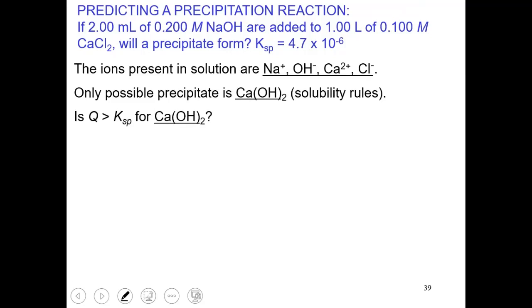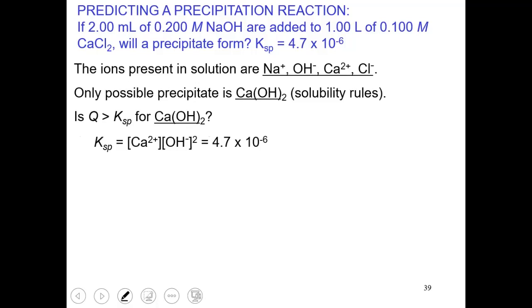So the question now is, is the ion product larger than KSP? Remember, if the ion product is less than KSP, the solution is unsaturated. There is no precipitate. If Q equals KSP, then the solution is saturated, which means you are at the maximum possibility of solubility, and therefore there's no precipitate. So the only way you get a precipitate is if you're generating a mixture that has an ion product greater than KSP. And we said that KSP is 4.7 times 10 to the negative 6.